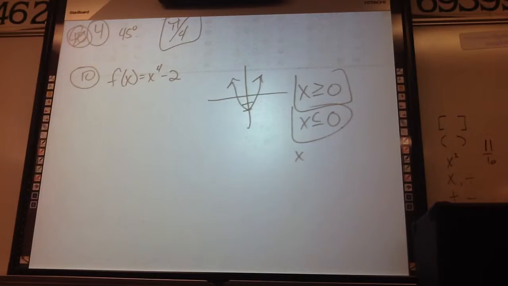This is the next number 10. Yeah. It's the next number 10 that sucks.